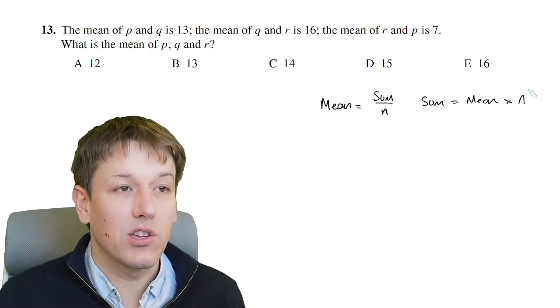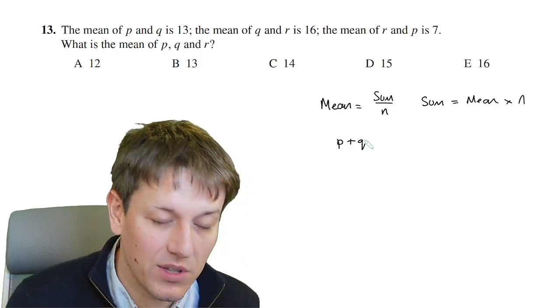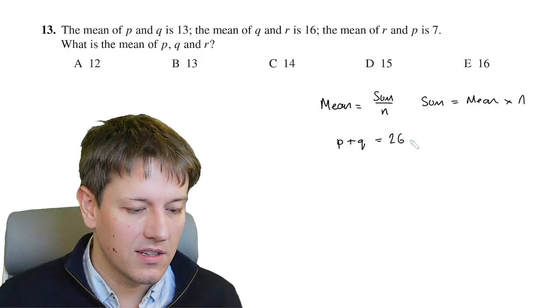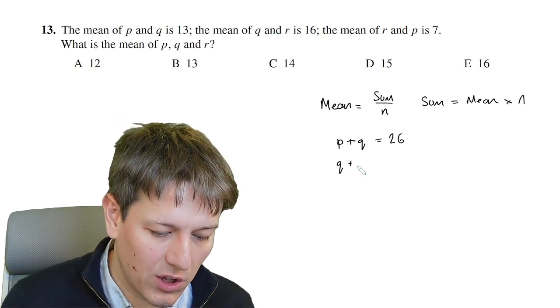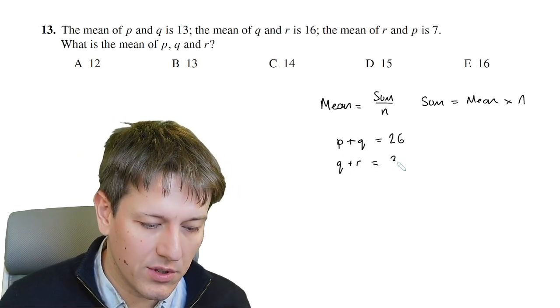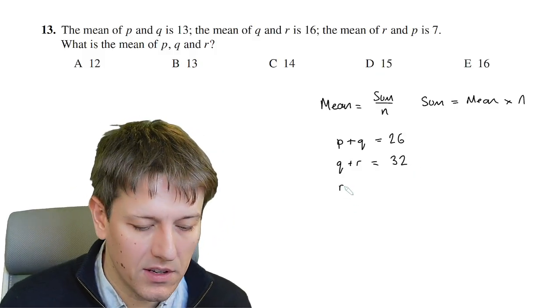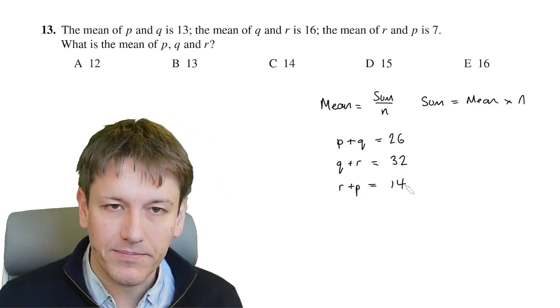Here we've got the mean of p and q is 13, so there are just two numbers, so that means that p plus q, the sum of p and q, is 13 times 2, which is 26. Similarly, the mean of q and r is 16, so I've got that q plus r is equal to 2 times 16, which is 32, and the mean of r and p is 7, so I must have that r plus p is 7 times 2, which is 14.